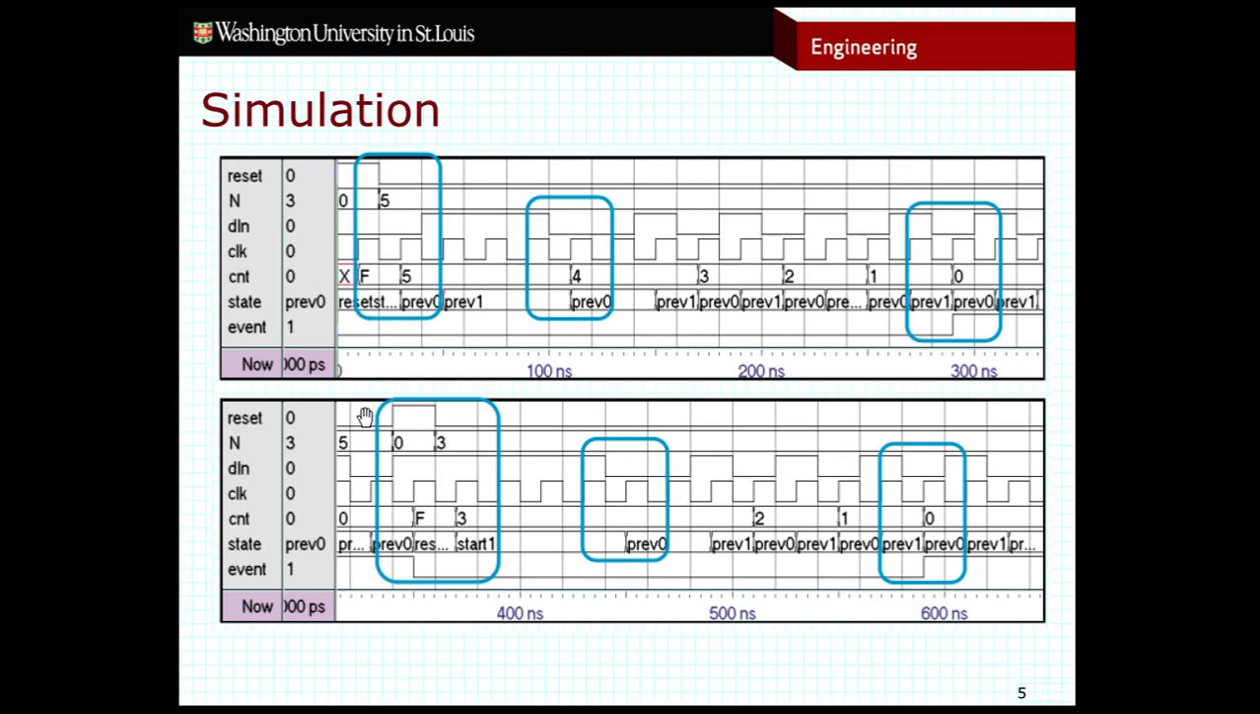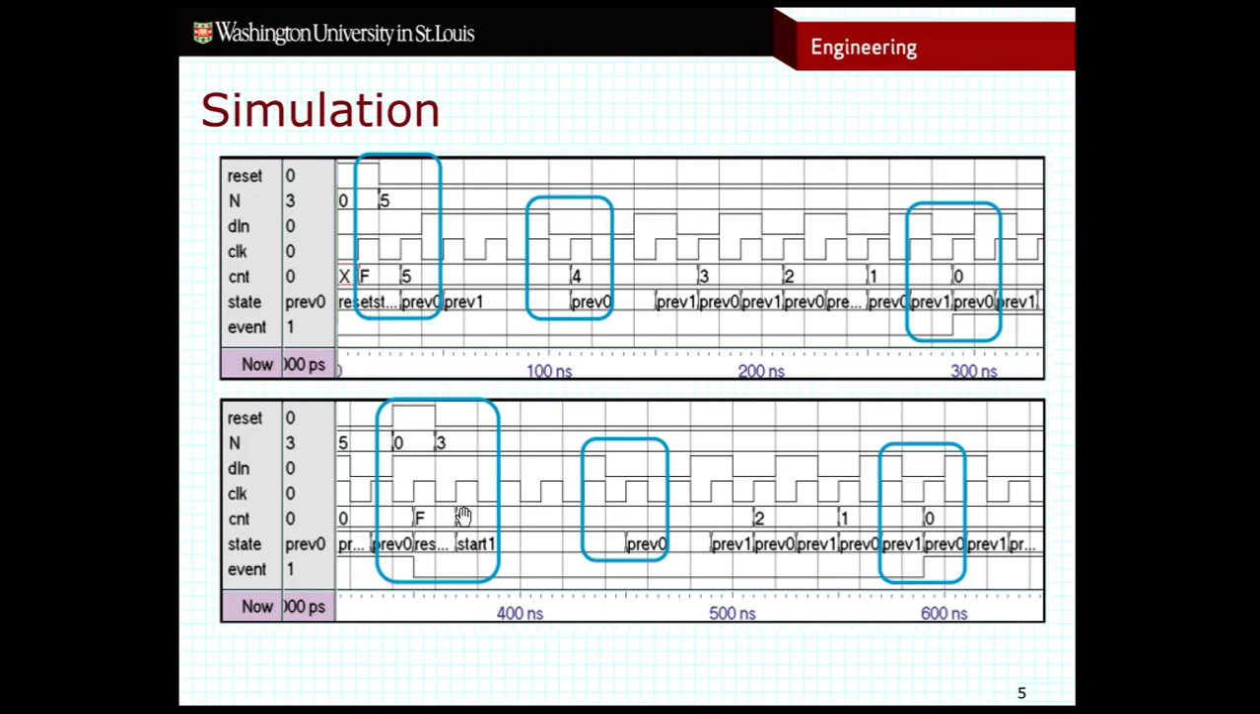This is an example showing the start 1 state. So what happens if d in is already high when we reset the finite state machine? That's not a full pulse as far as we're concerned. So here n is 3. We see that 3 gets stored in our counter.